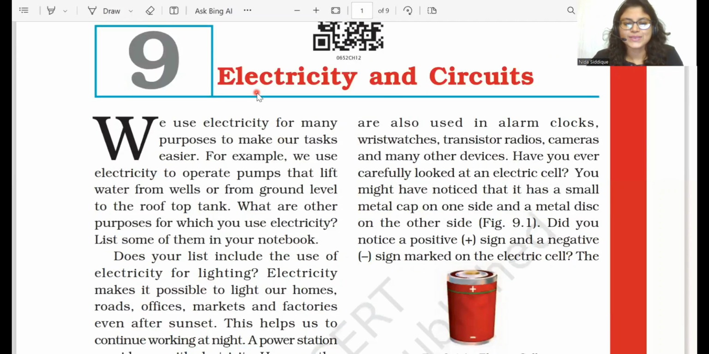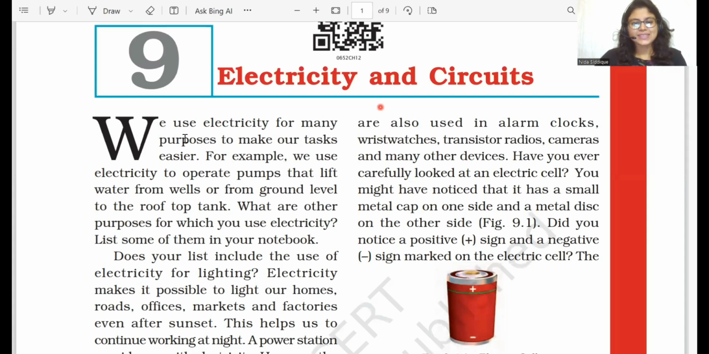Hello. Hi, students. So today we are going to learn about chapter 9, that is electricity and circuits. And in this chapter, we will be learning about electricity. हम electricity कैसे generate कर सकते हैं. Then the different devices that work on electricity. We will also learn to make our own torch. We will learn about the electric cell and many more interesting activities.